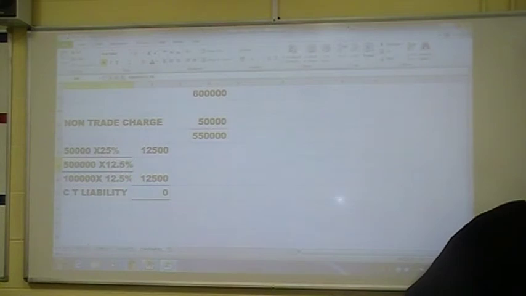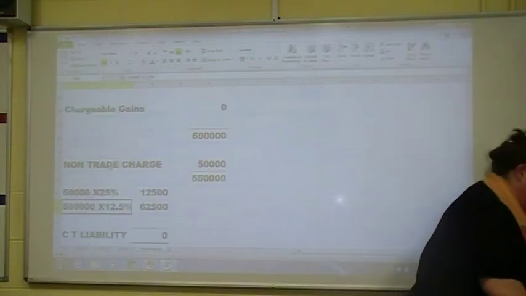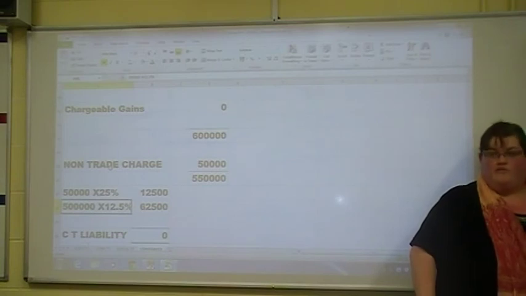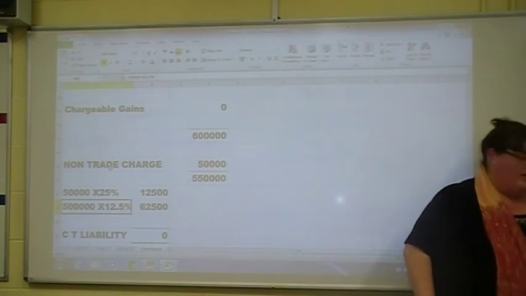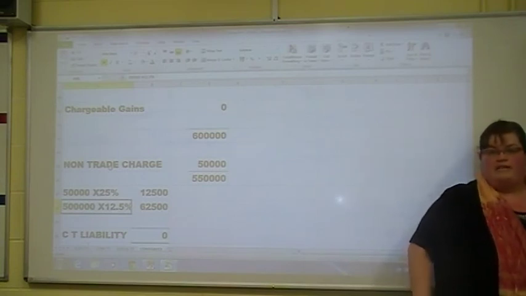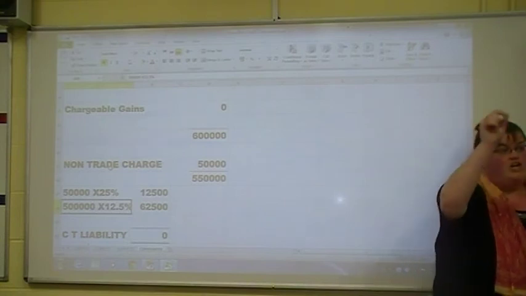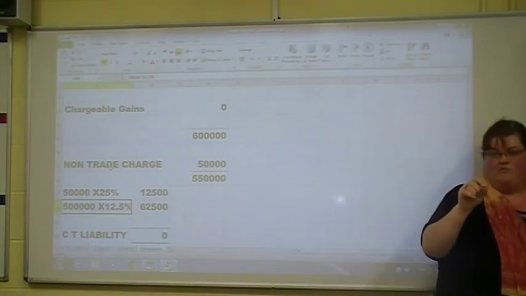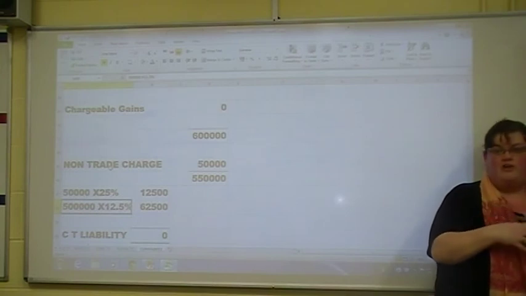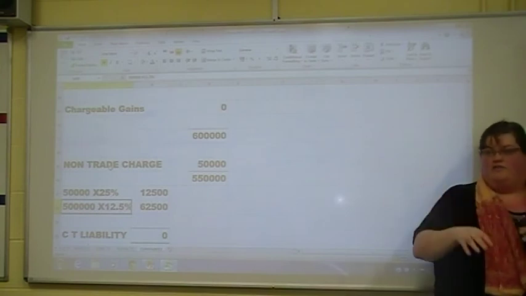No, the way around, it's 62,500. That'll be the way around now. 500,000 is your trading income, trading income at 12.5%. And our rent is at 25%, but you use a non-trade charge against your non-case 1 income first, so your investment income first, because it's non-trading.